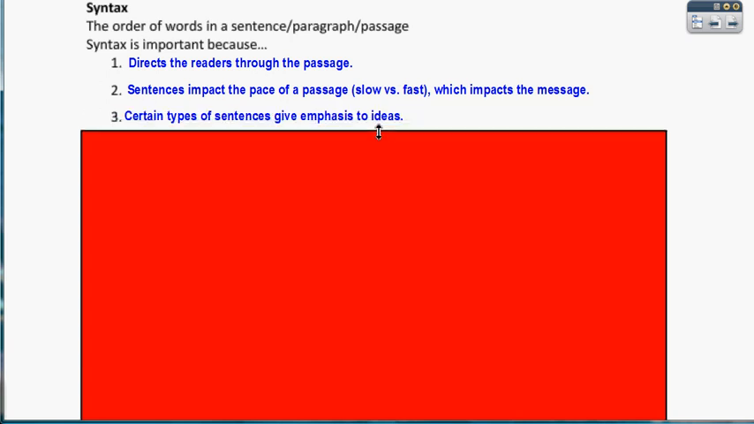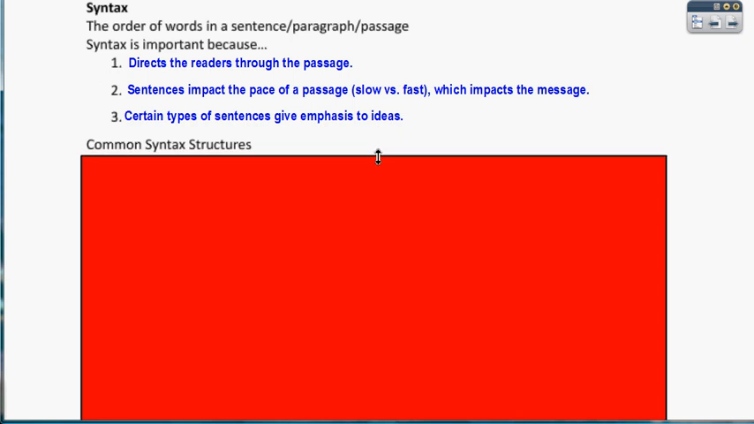Our third reason is that by placing words in a certain order, or repeating them, or placing sentences and paragraphs in a certain order, it gives emphasis to ideas. So if we see repetition, we're going to assume that whatever word is being repeated, or if a fragment's being used, that single idea is important to the text.